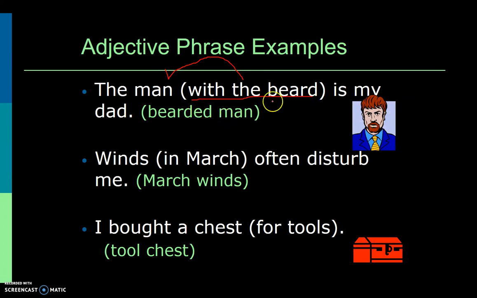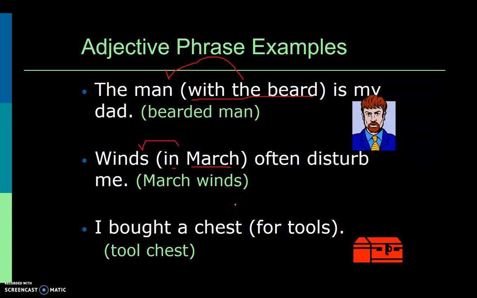And you can see the pattern again. With is the preposition, the is the modifier, and beard is the noun. Winds in March often disturb me. So you have again a prepositional phrase that doesn't have any modifiers. In is the preposition, March is the object of the preposition, and in March modifies the noun winds.